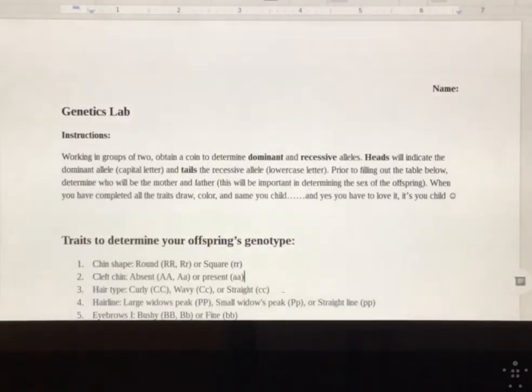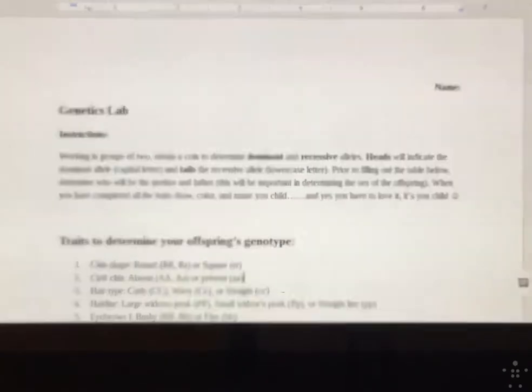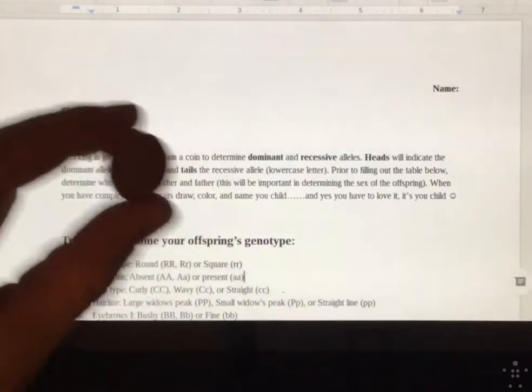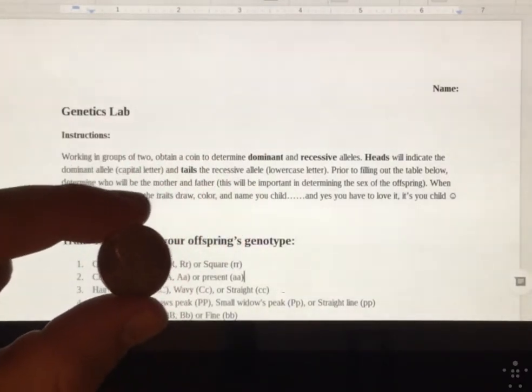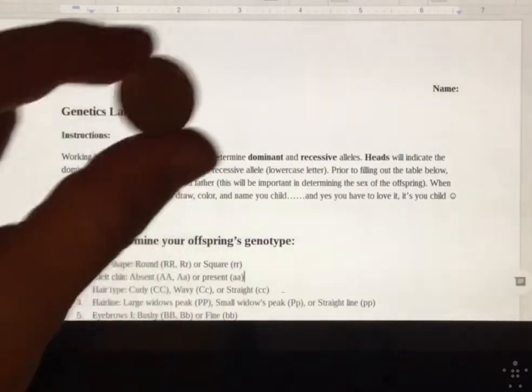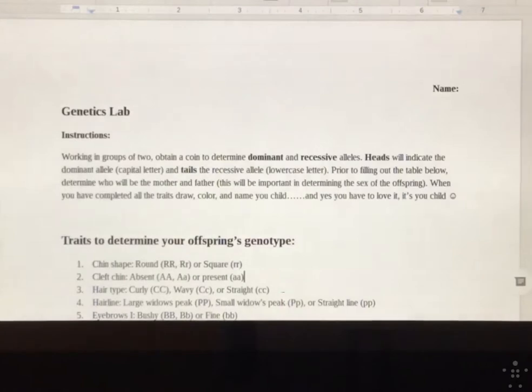First off, though, once again, working in groups of two, and you're going to determine on the coin what is dominant and recessive. So let's go ahead and say that the heads of your penny that you have will be the dominant trait, okay? And that the tails, on the other hand, will be the recessive allele, okay? So prior to filling out the table below, determine who will be the mother and who will be the father.